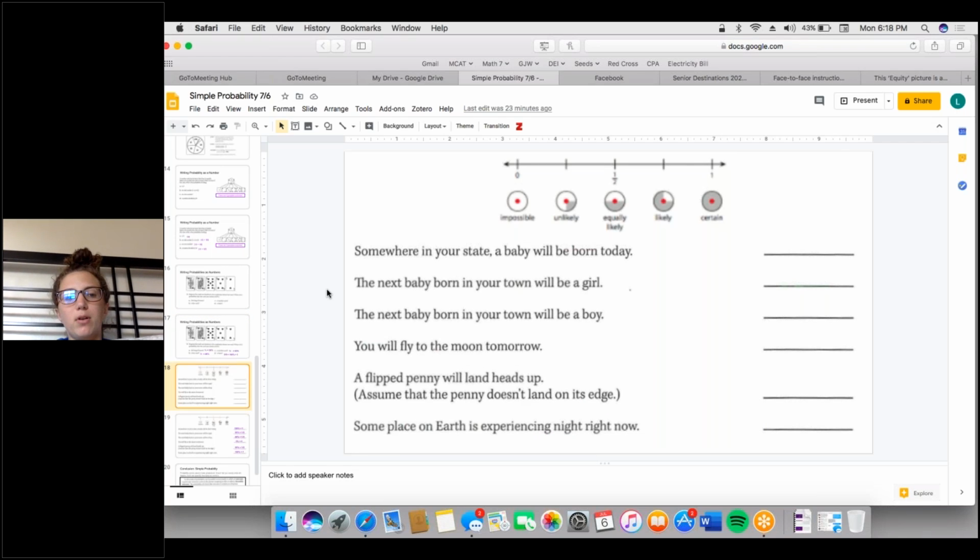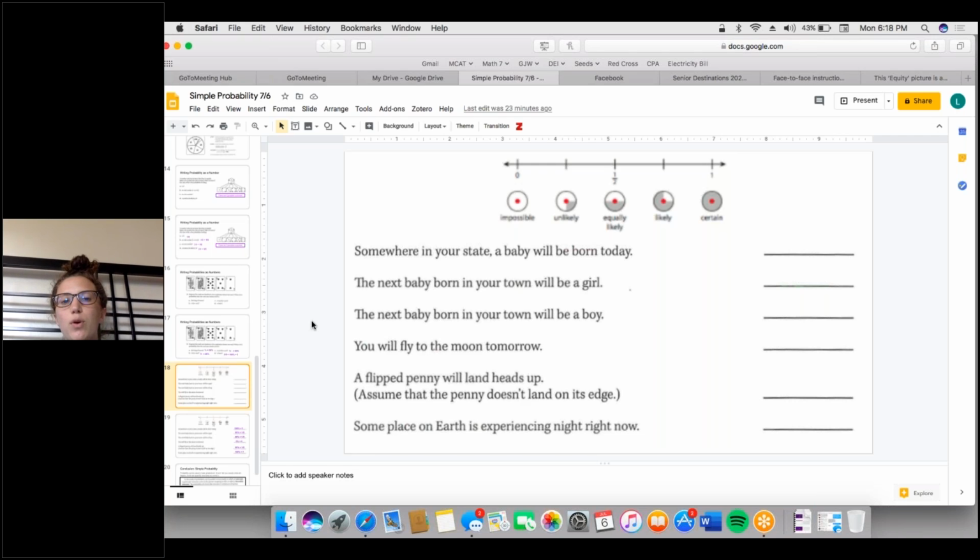This is our last example. We can use probability always to describe favorable outcomes, and we can also use it to describe random events. So we've got 6 statements here that we're going to go through, and we're going to ask ourselves, where does this fall in my 0 to 1 range?